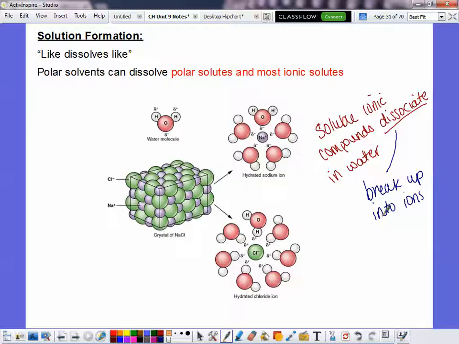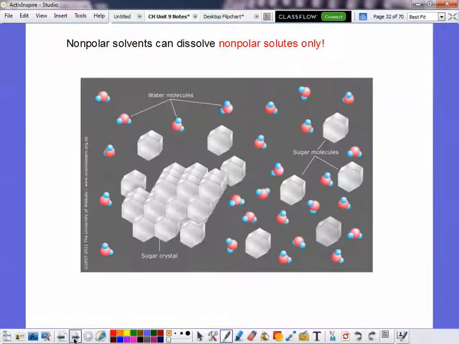So, like dissolves like. Polar solvents will dissolve polar solutes and ionic compounds, a lot of ionic compounds. And then, sorry, I just realized some of you are still writing. So polar dissolves polar, and nonpolar dissolves nonpolar.